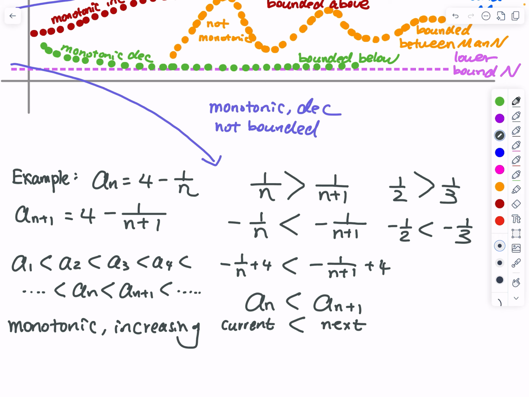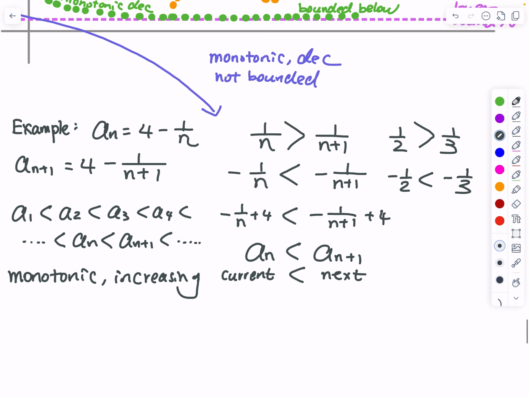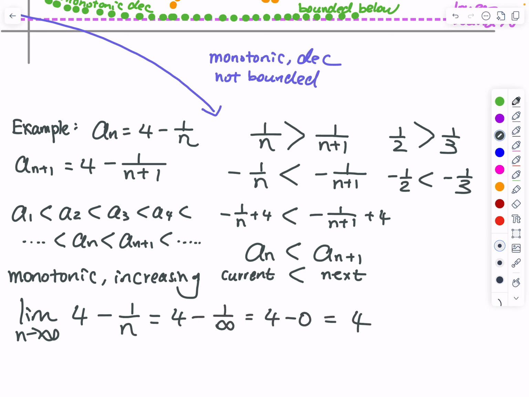Is that bounded above or bounded below? Let's see. To say whether it is bounded above or below, we have to let n approach infinity. That is 4 minus 1 over n, that is 4 minus 1 over infinity, that is 4 minus 0, that is equal to 4. So we can say the sequence is increasing and bounded above.